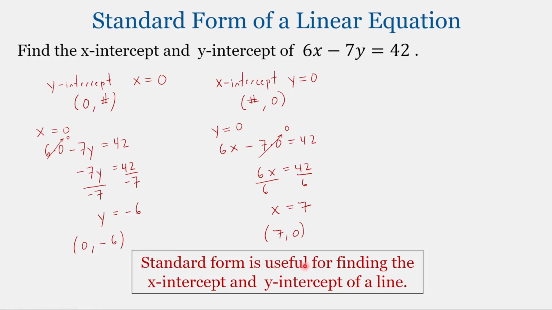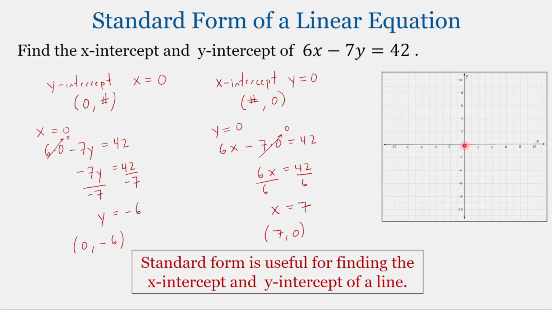So standard form is useful for finding the x-intercept and the y-intercept of a line. And with those 2 points, we can graph our line. So our y-intercept, again, that's where it crosses the y-axis. That's at -6. And the x-intercept, that's where it crosses the x-axis, and that's at 7. And then we can connect those points to draw our line, graphing the linear equation 6x minus 7y equal to 42.